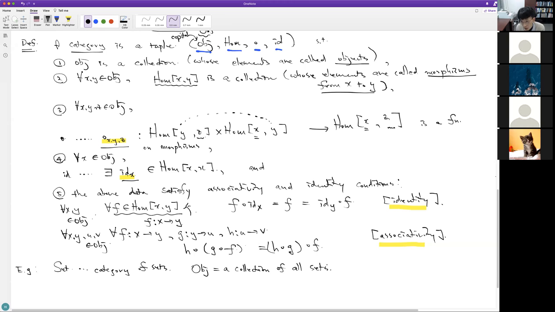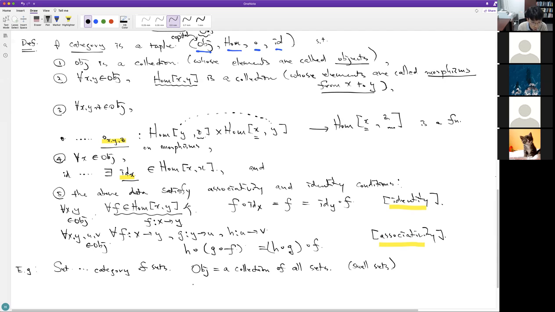So if you really care about the foundation of math, one has to make some choice of so-called small sets. But if you don't really care about Russell's paradox or something like this, just say, oh, it's a collection of all sets. Typically this collection, if it's not small sets, can be more than a set, but for now, just don't worry about this. It's just a collection of all sets.